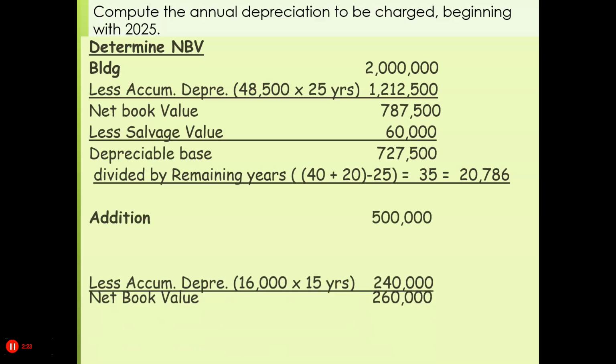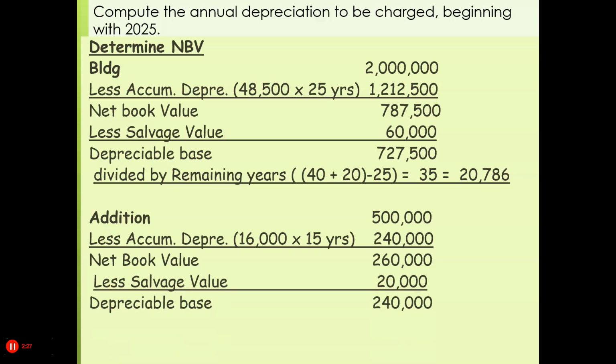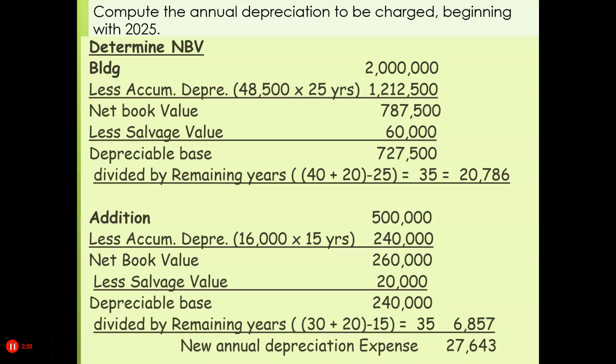Now we're going to do the add-on, which 15 years have gone by. We now have a new depreciable base, and we divide by the remaining years. We add those two together, and that's how we get our new annual depreciation. So that would be our journal for our year.